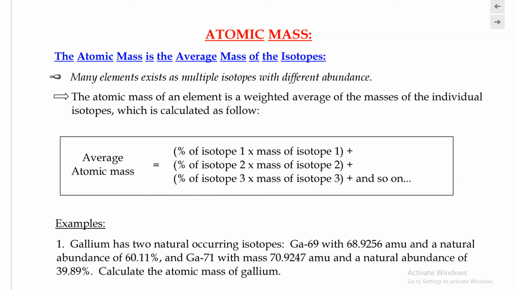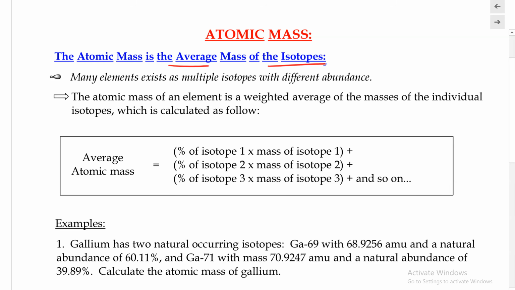Hi, in this lecture video, I'll be discussing the atomic mass, or the mass of an atom. Now, when we go to the periodic table to look up the mass of an element, the value that we see from the periodic table is basically the average mass of all of the isotopes of that element added together.